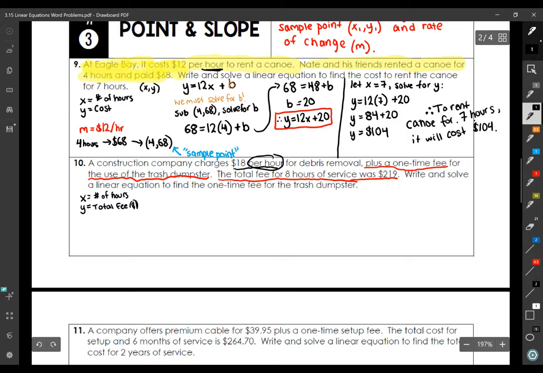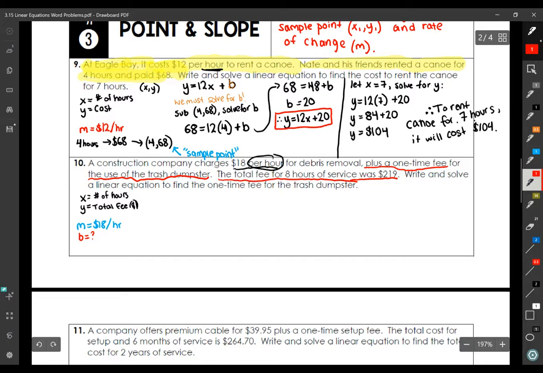Okay. Now, what else are we given? Well, we're given the rate of change, right? M is $18 per hour. So the price goes up $18 for every additional hour. Okay. B, we don't know. Okay, we don't know what B is.